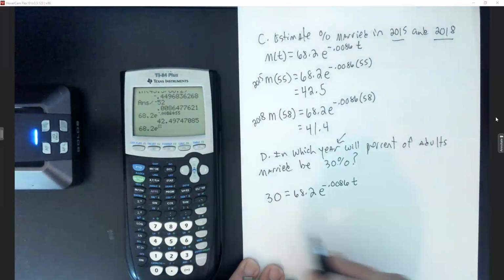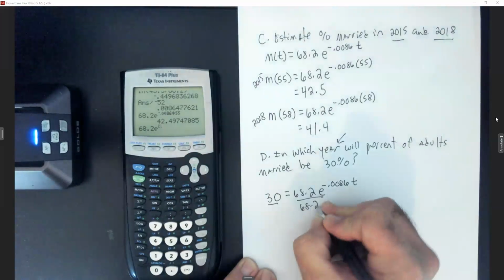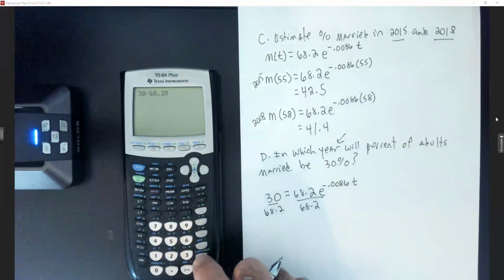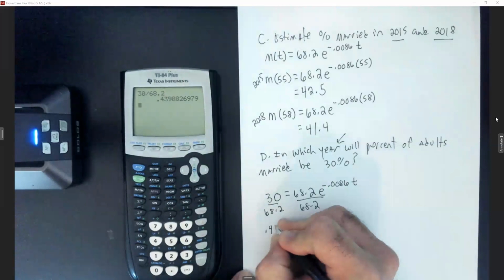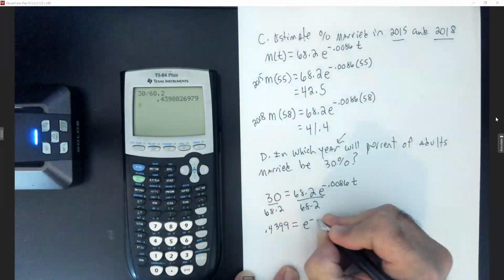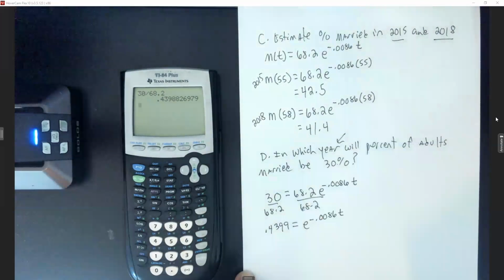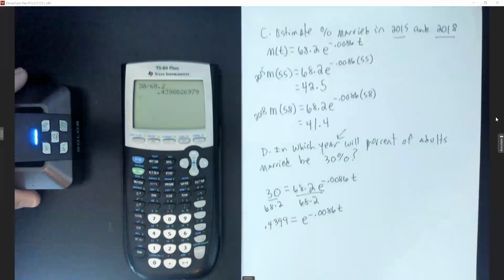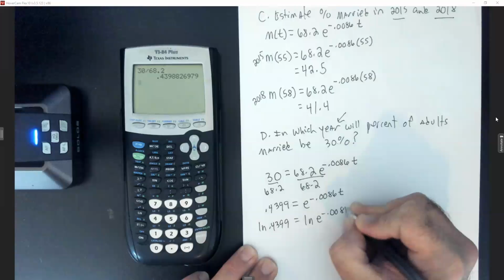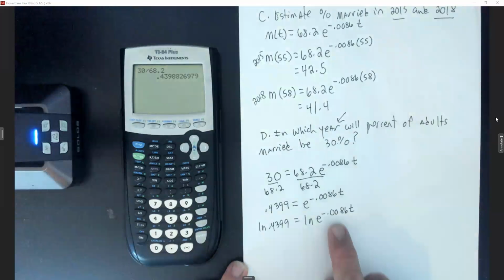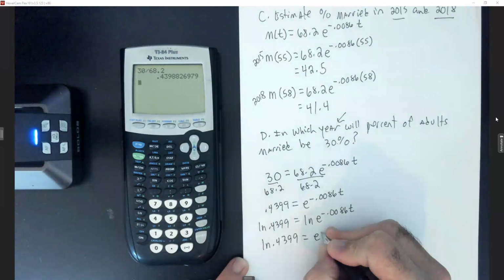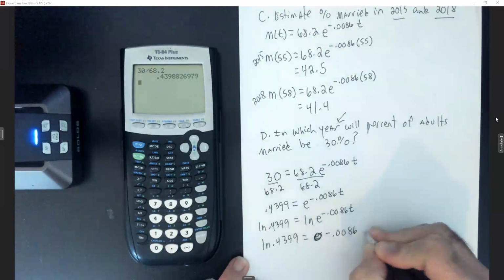All right, so we've done these enough now that we're going to start out by dividing by the 68.2. So let's see what that'll give us. 30 divided by 68.2 is basically 0.4399. I'll just call that 0.4399. That's going to equal our e to the negative 0.0086 t. All right, so y'all know the magic move now. ln of both sides. Which means this left side is going to stay ln 0.4399. That's going to equal negative 0.0086 t.